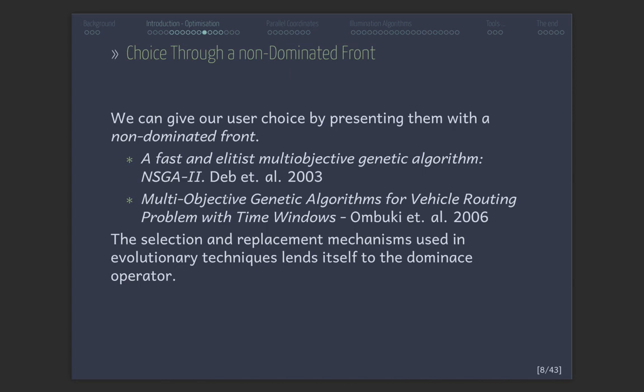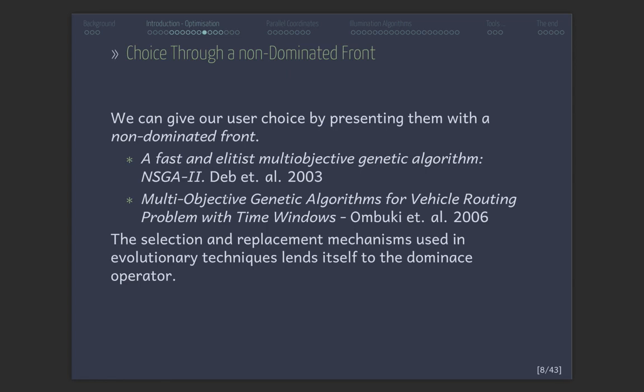The great thing about evolutionary algorithms is that if you look at the internals of how an evolutionary algorithm works, Pareto dominance works rather well. We select two solutions at random. If one solution dominates the other, that solution is selected to become a parent. When we want to replace something, we can select two solutions.